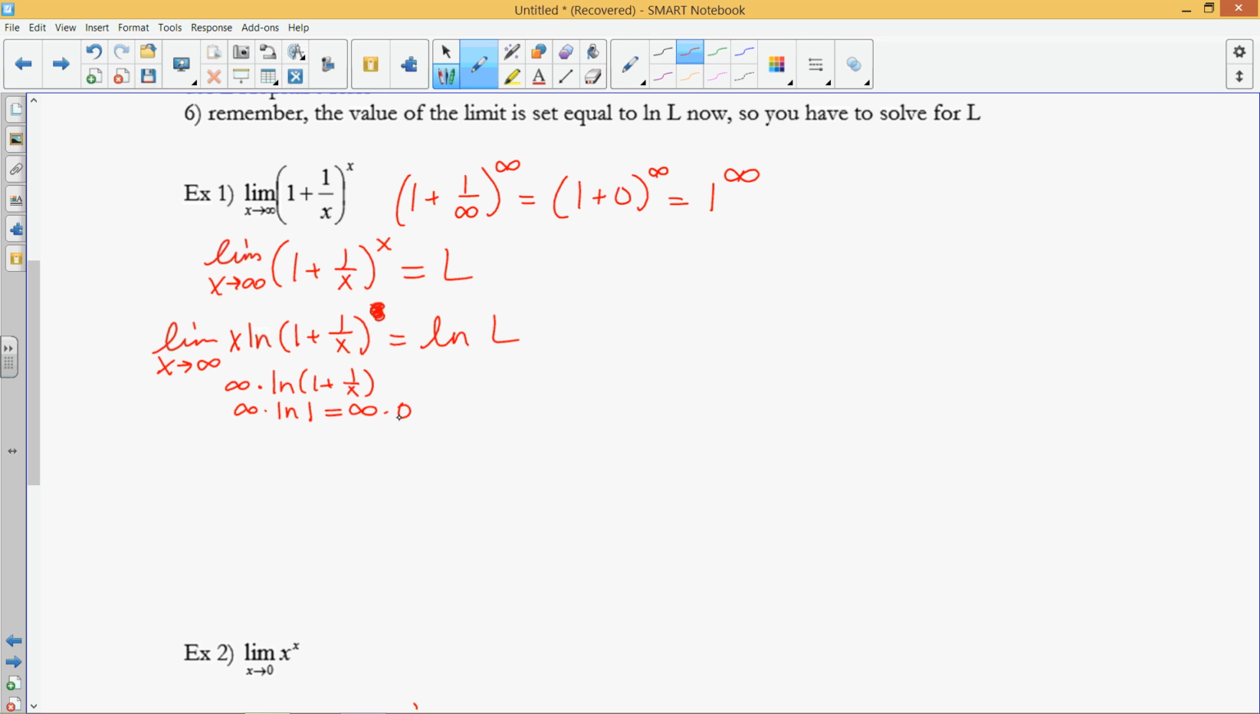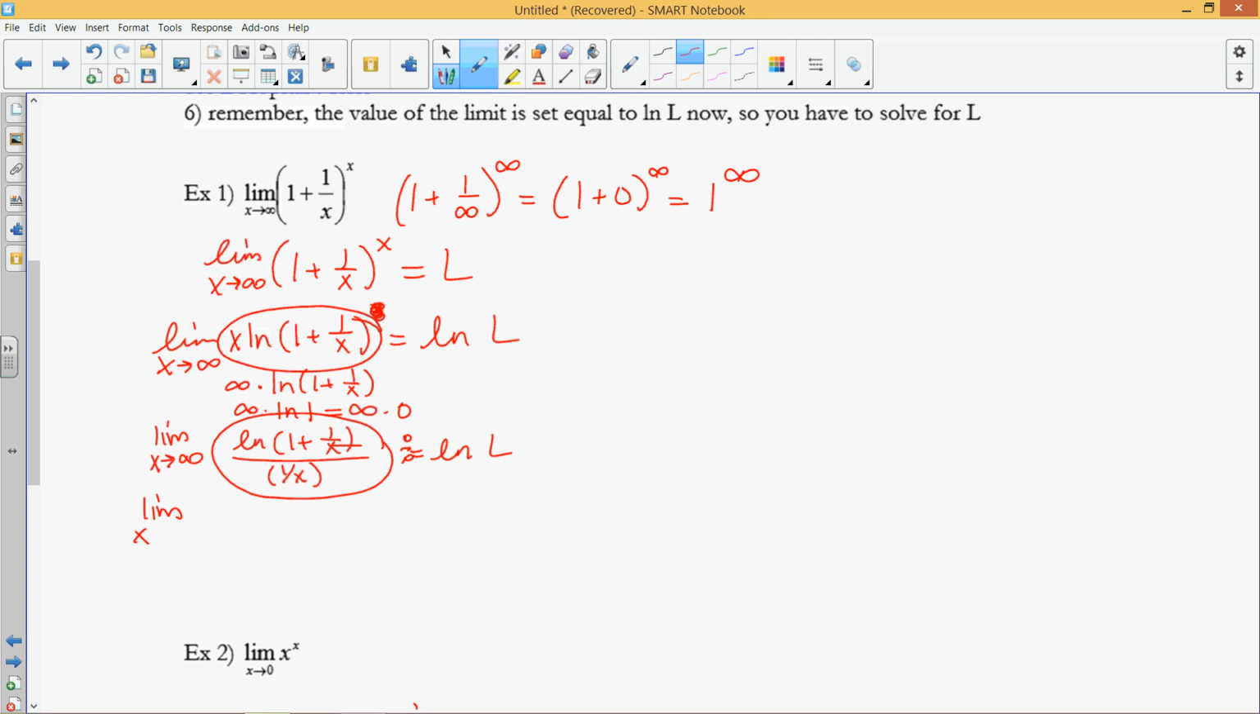That's an indeterminate form. So I'm going to turn this into a fraction. So I'm going to take the limit as x approaches infinity of ln(1 plus 1 over x) divided by 1 over x. This is equal to that, and it's still equal to ln L. Now if I plug in infinity, I have ln 1, which is 0, over 1 over infinity, which is 0. This is like a 0 over 0 form, which means I get to do L'Hopital to the top and the bottom.